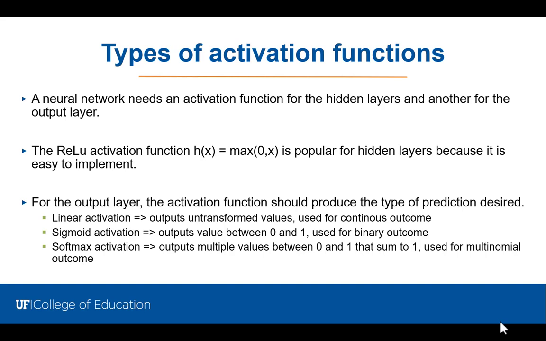If there are multiple discrete variables, such as multiple versions of a treatment, treatment A, treatment B, treatment C, the softmax function is used because it returns multiple values between 0 and 1 that sum to 1, so this would be like what a multinomial logistic regression does.